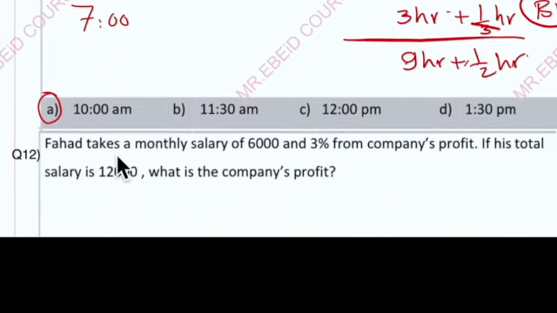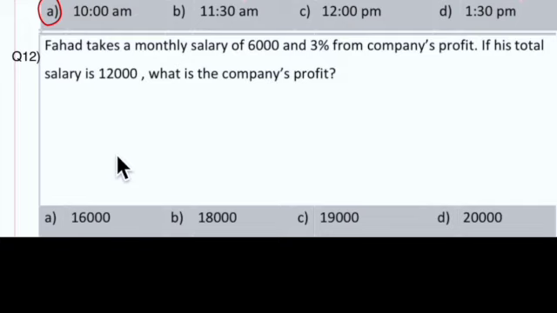Question 12, Fahad takes a monthly salary 6,000 and 3% from company profits. If his total salary is 12,000, what is the company's profit? Okay, his salary is 6,000 and with the total salary is 12,000, so we'll subtract to find the profit. 12,000 minus 6,000, it means that the profit, it will be 6,000.